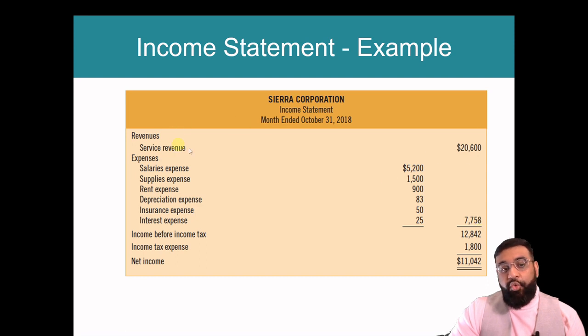Then essentially our revenues minus our expenses gives us our income before income tax. Because remember, income tax expense is calculated based off of our revenues minus our expenses. So in this situation, our income tax expense is 1,800. That means our net income is the difference between the 12,842 minus the 1,800, which is 11,042. So once again, I want you to redo this income statement on a piece of paper so you can start building an understanding of how this works.